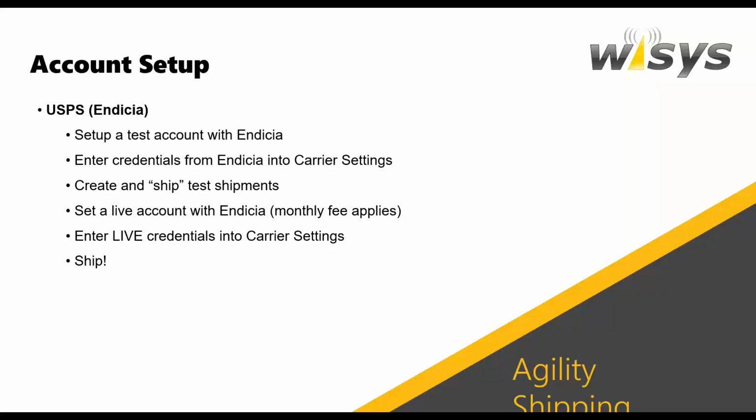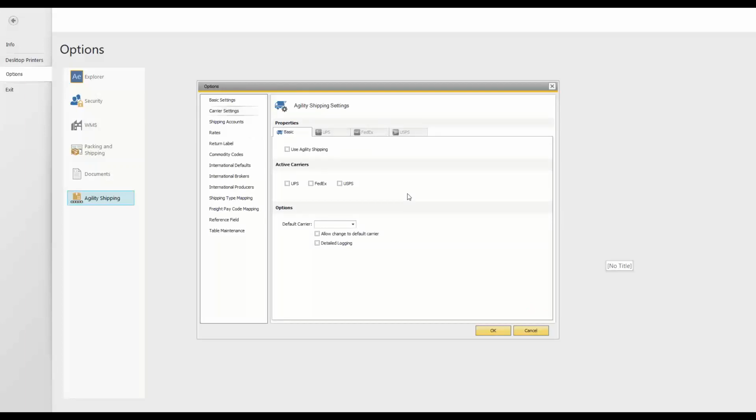I will go ahead now and show you where those carrier settings are set up. You'll see in Agility Explorer, in our option setting, we have a tab called Agility Shipping. And under carrier settings, this is where you would turn on Agility Shipping. After you turn on Agility Shipping, you then decide what carriers you will use. If you're going to use UPS, FedEx, and USPS, then obviously you'll check all three boxes. If not, you just check what you're going to use.